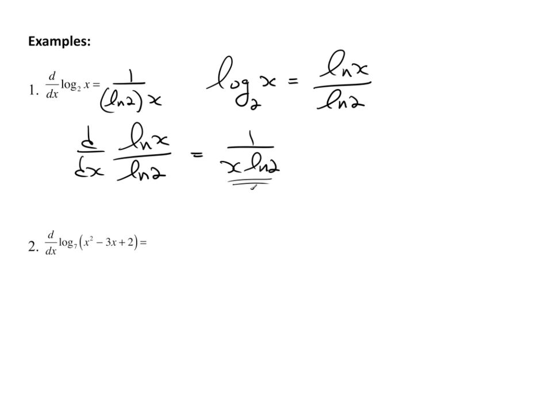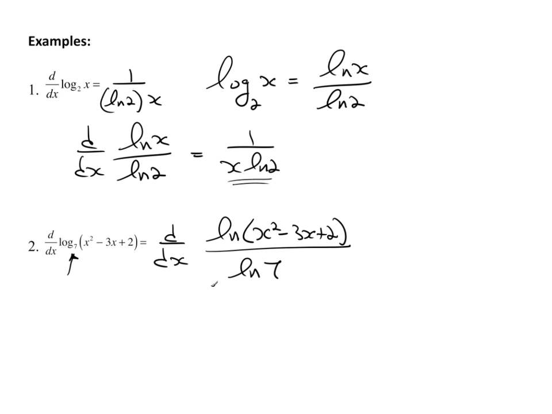It's no big deal. Okay, so this could be the exact same idea, only this is base 7, and I no longer have an x. I have a polynomial here, so I need to consider this in the chain rule when I take my derivative. Now, to do this, I'm going to go ahead and rewrite this. I'm going to change bases so that you can see it a little bit easier. This is the same as d dx of the natural log of x squared minus 3x plus 2 over the natural log of 7. There's my base 7 right there.